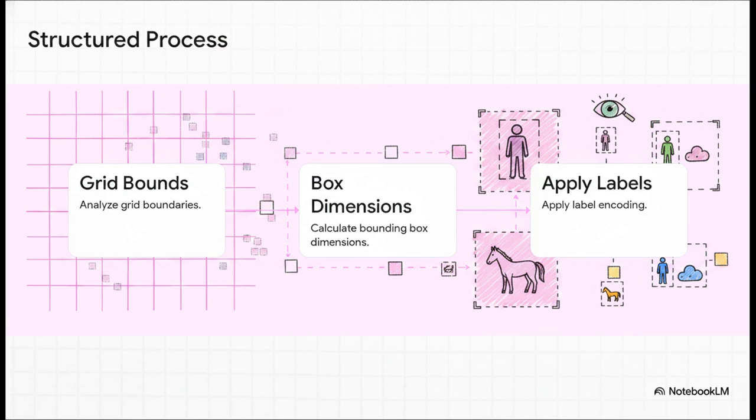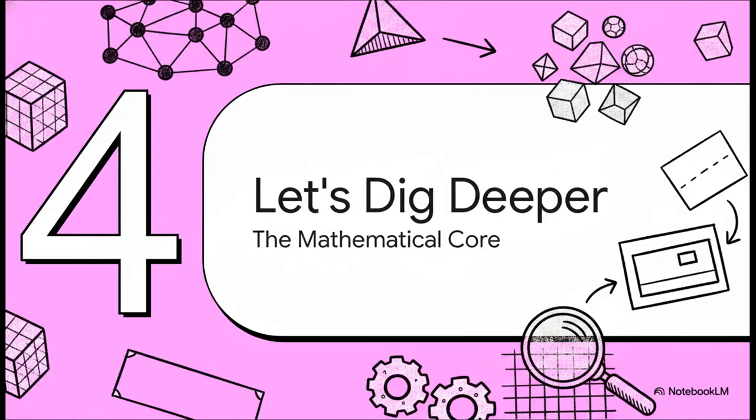Step 1, it analyzes those grid boundaries we overlaid on the image. Step 2, it calculates the specific bounding box dimensions relative to that grid space. And finally, Step 3, it applies the final label encoding. Basically, this just means that the sides of the box it just drew actually contains a person, a horse, or just some background dust.